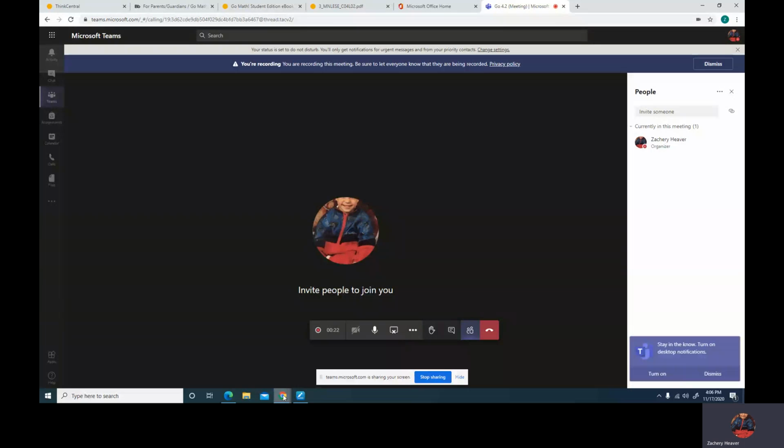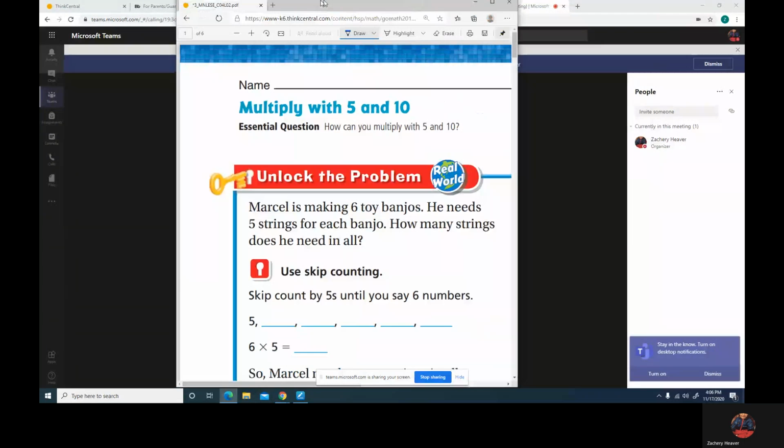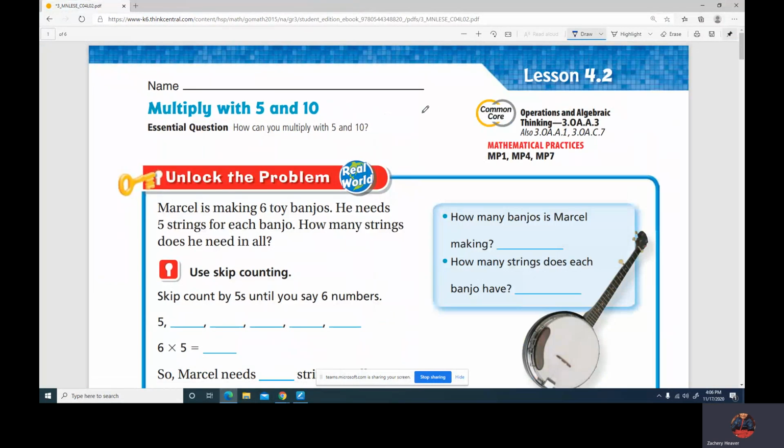Okay, so we are going to look at lesson 4.2, which is multiply by fives and tens. Now, multiplying by fives and tens is actually super fun and super easy. We know how to skip count by fives and we know how to skip count by tens.